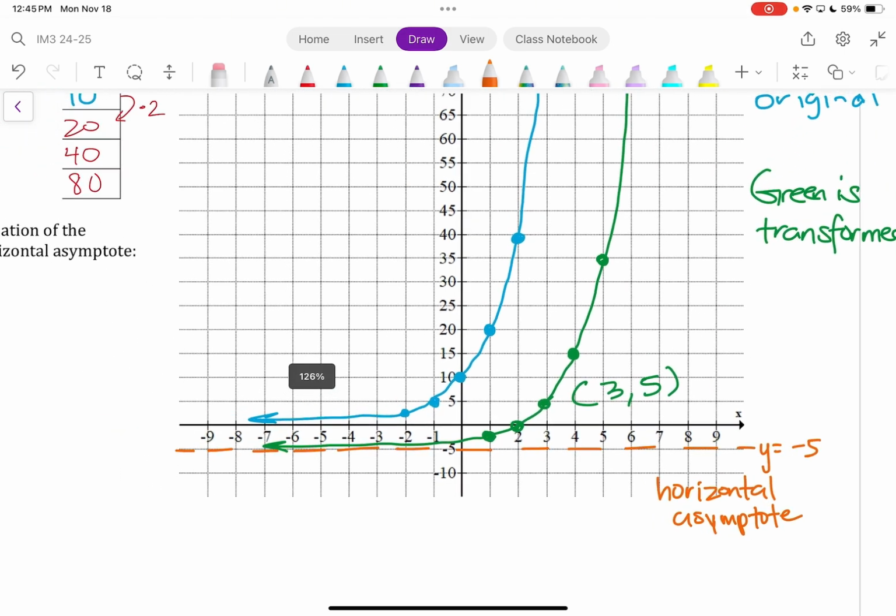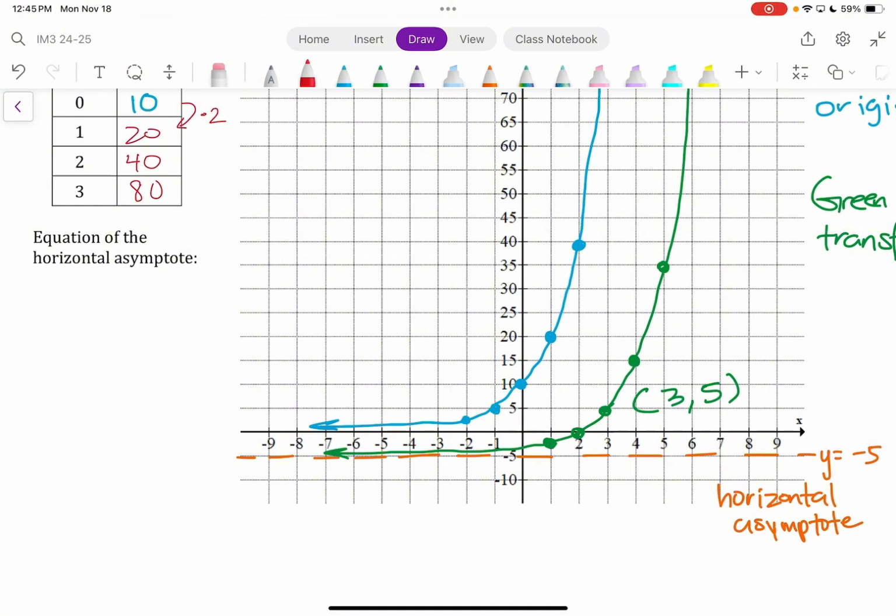All right. I forgot to write that down in this part. The original horizontal asymptote is y equals 0. We can see that over here. We cannot cross the x-axis. We can only get close to it.